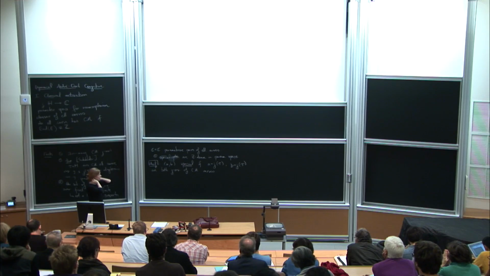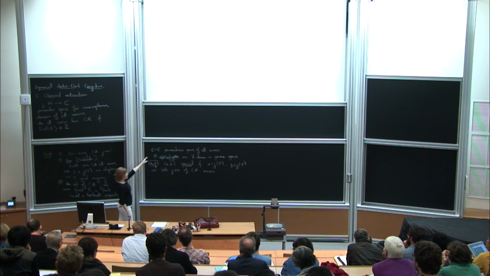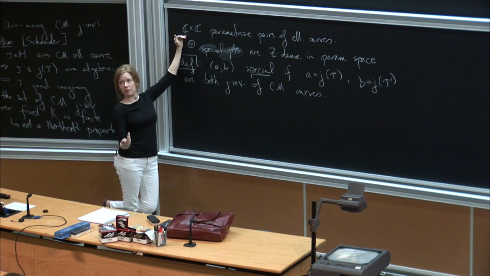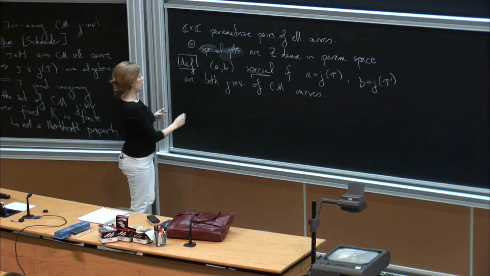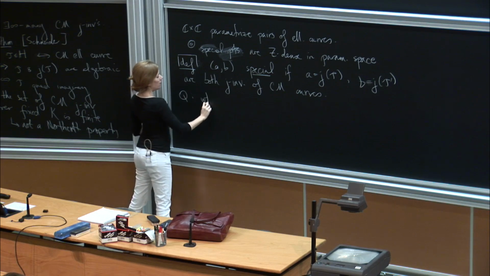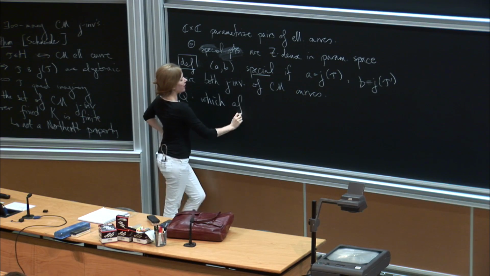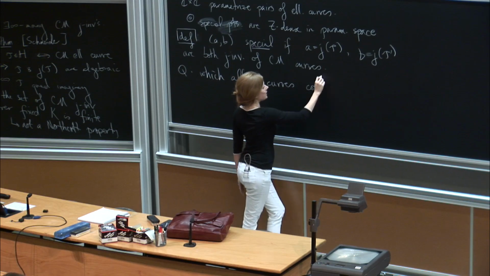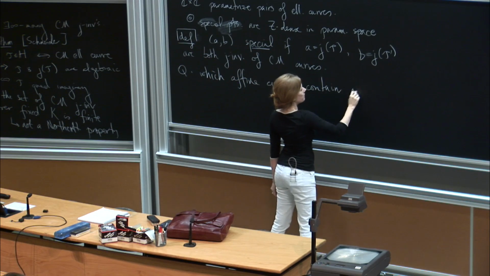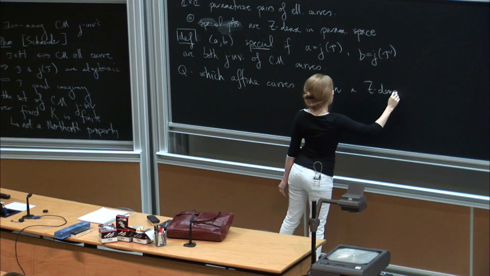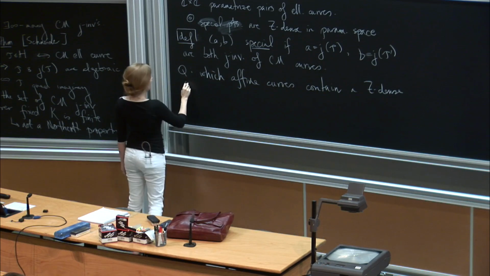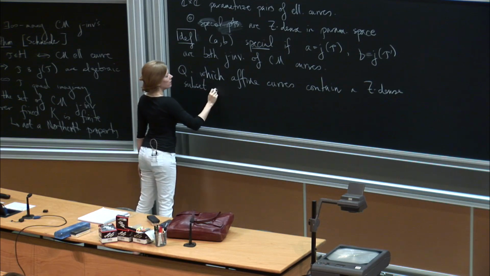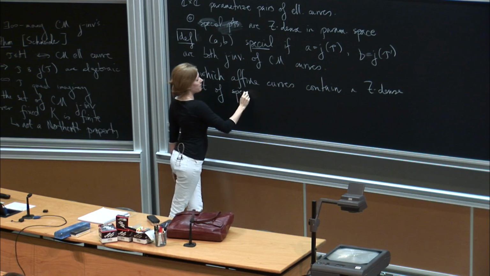And so then we can ask about the geometry of these things in the following way. Inside of this affine plane, which curves contain infinitely many, or a Zariski dense set of, special points? So, question: which affine curves contain a Zariski dense subset of special points?